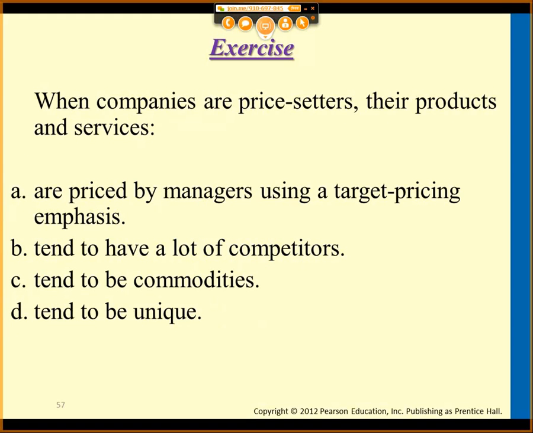All right. When companies are price setters, their products and services, A, are priced by managers using a target pricing emphasis. B, tend to have a lot of competitors. C, tend to be unique. D, tend to be commodities. A, B, C, D. Let's see. Yay, tend to be unique. Good job.